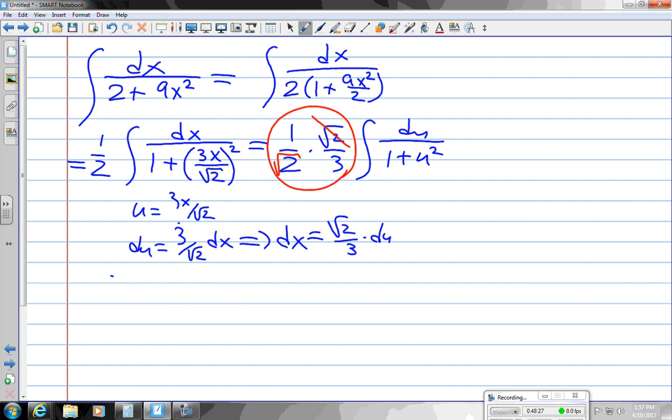Because 2 is square root of 2 squared. So that's a 1. Because you will see a little pattern in the end. So it's 1 over 3 square roots of 2. The integral of that is arctangent of u. So when you substitute back, right, it's 1 plus u squared, and u was 3 over square root of 2 x.